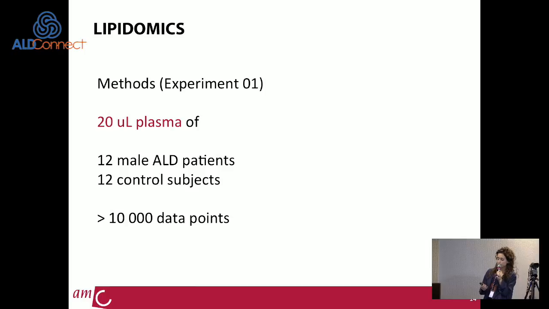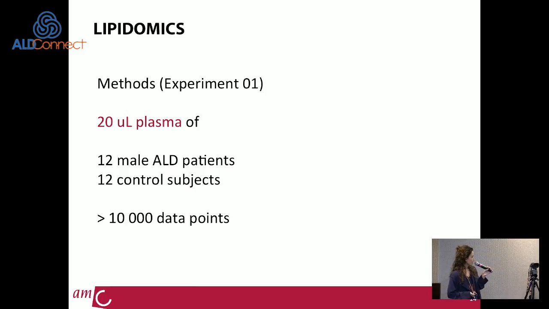And we used 20 microliters of plasma. So that's 0.02 milliliters. So that's a tiny amount. Try to imagine how small a milliliter is, and then even smaller than that. And we used the blood of 12 patients and 12 control subjects. And this gave us more than 10,000 data points.